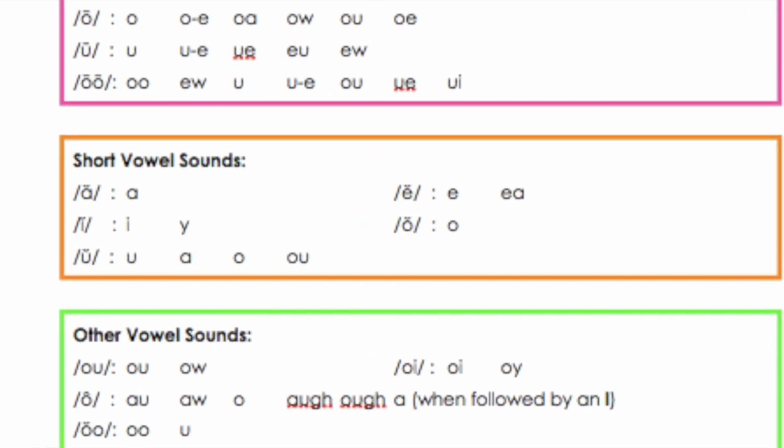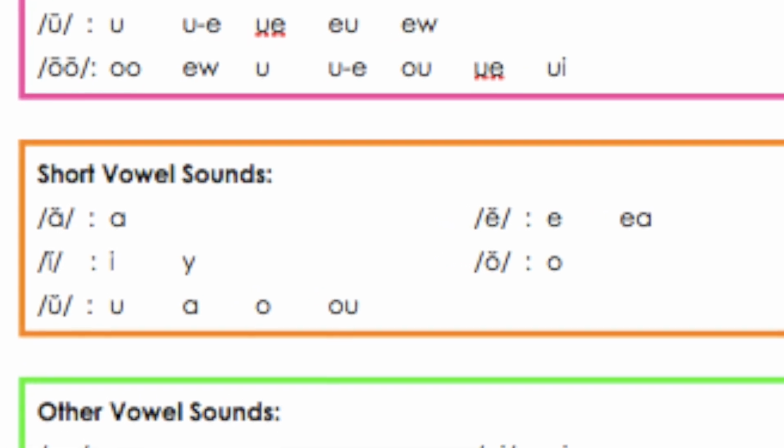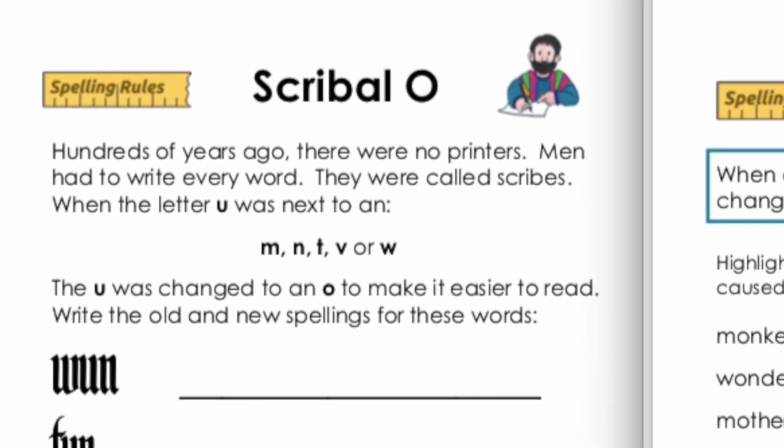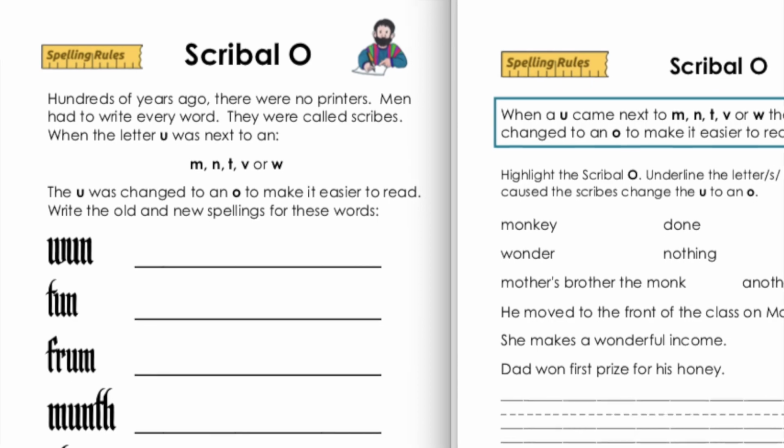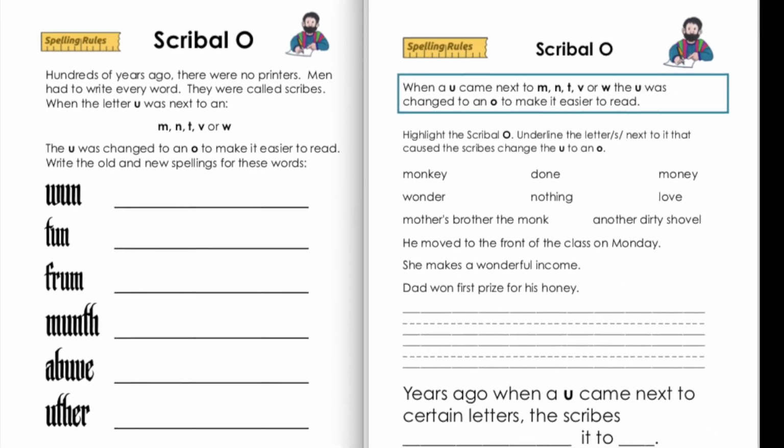One quick side note, if you're working on short vowels, consider waiting to introduce O as a short U sound until after you've completed the Scribble O lesson.